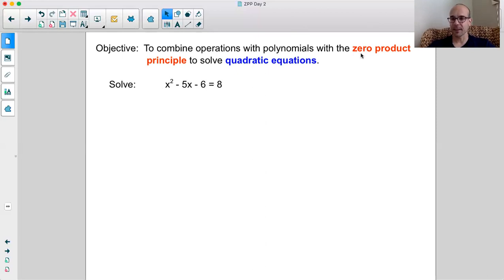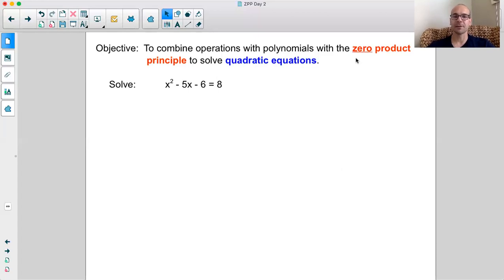This is the zero product principle. Let's be loud and clear about that. The only way that you can say something times something equals zero is if one of those two pieces were zero. We don't have the luxury with something times something equals, in this case, 8. It could be 8 and 1, it could be 2 and 4, it could be a half and 16. There's a million of them, but the zero product principle is really powerful.